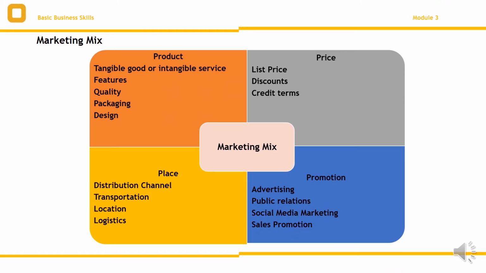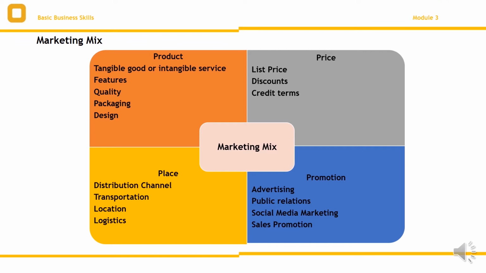The first of the 4Ps is the product. A product can either be a tangible good, which means it's a physical product, or it can be an intangible service that is created to meet the needs of your customer. When it comes to looking at products, you need to pay careful attention to the following. You need to look at what is going to be the features of your product or service.